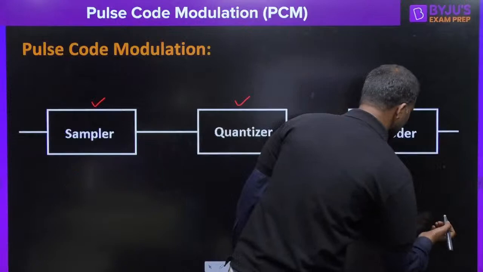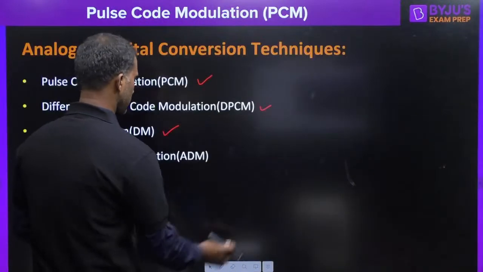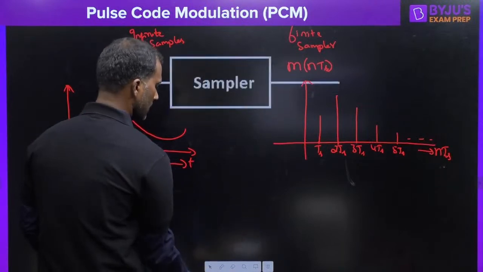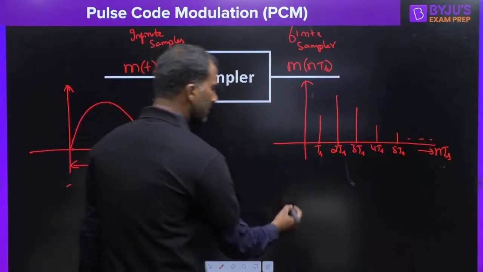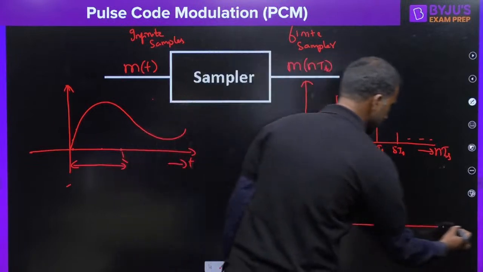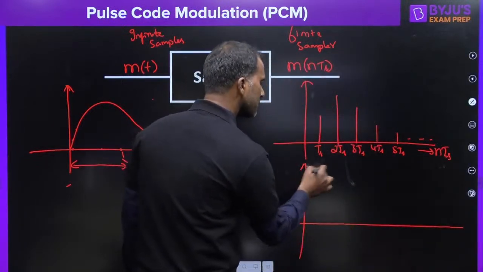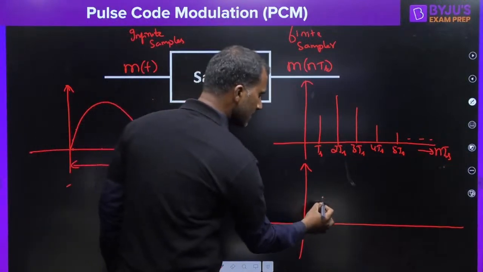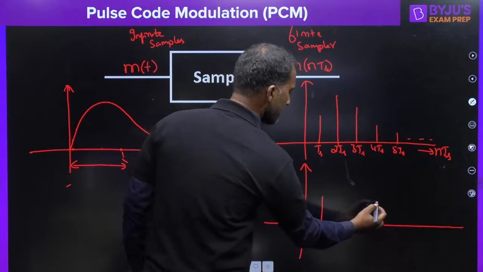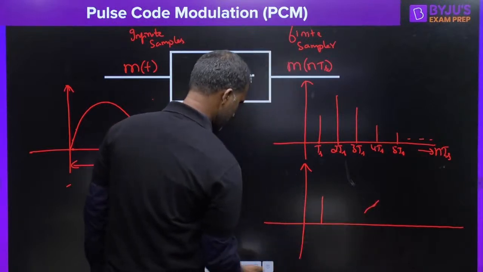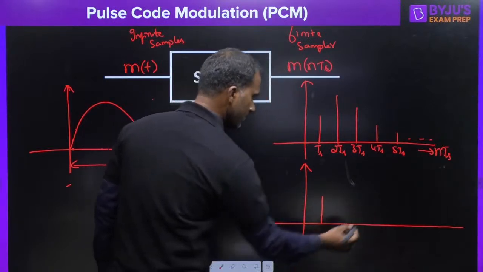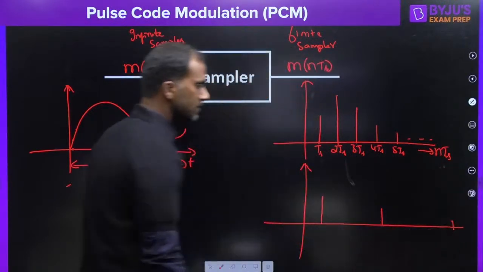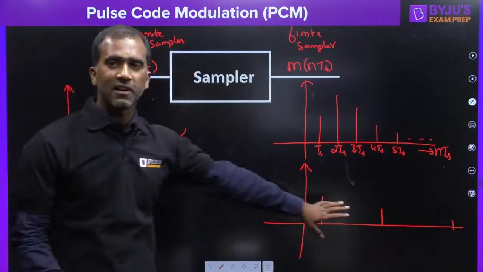You'll understand it better now. Let me give you one more example. I can collect samples like this. Out of infinite, I'm collecting finite, right? So instead of collecting like that, let me collect something like this. I've collected finite samples from the infinite.